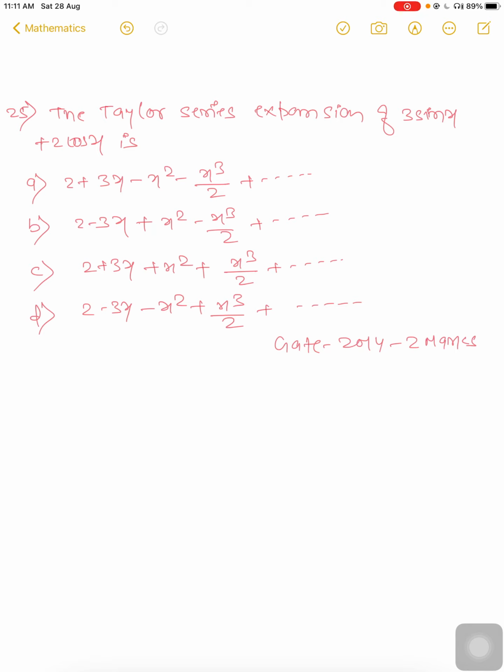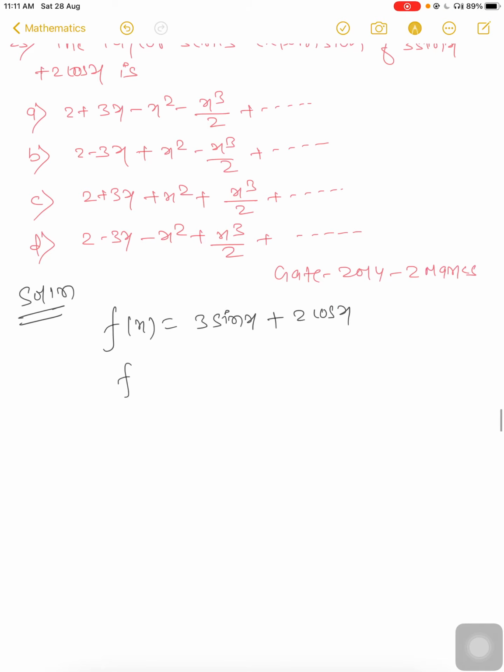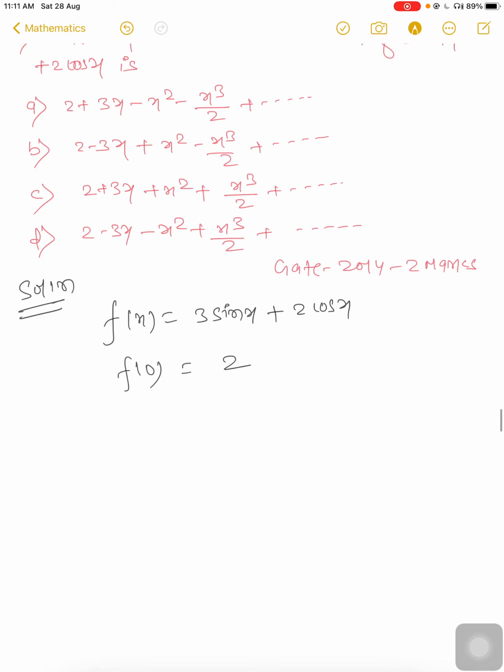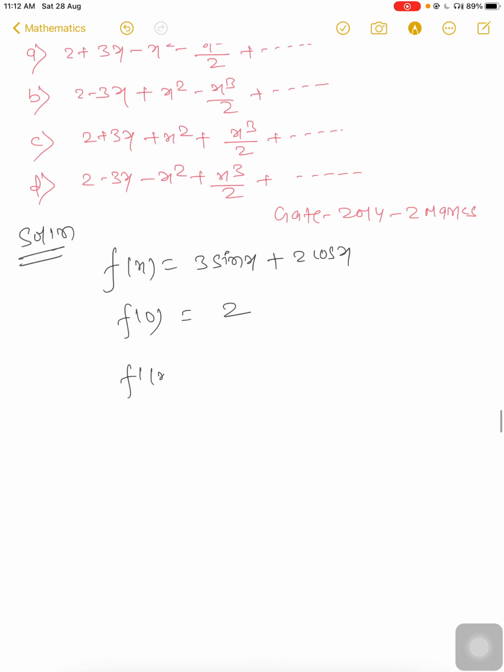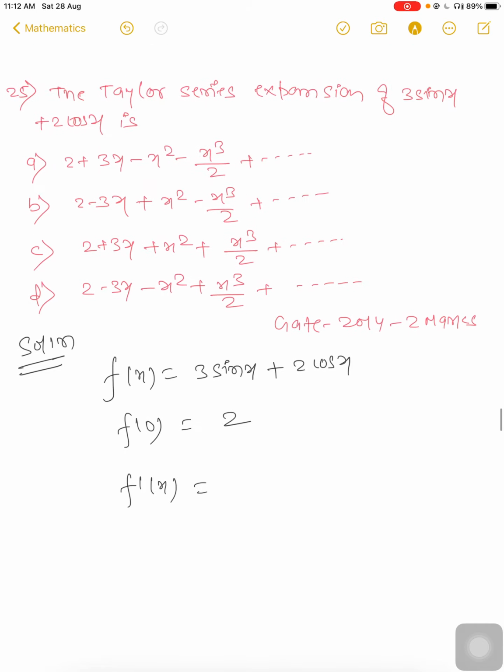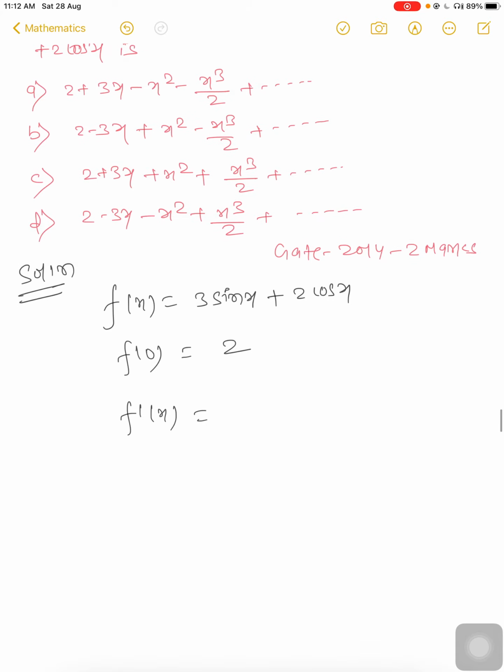Now comes the next question. The Taylor series expansion of 3 sin x plus 2 cos x is f(x) equal to 0. If the point is not given, it means we have to find it at x equal to 0. f(x) is equal to 3 sin x plus 2 cos x. So first of all find f(0), so it will be 2. Now differentiate it, f'(x).